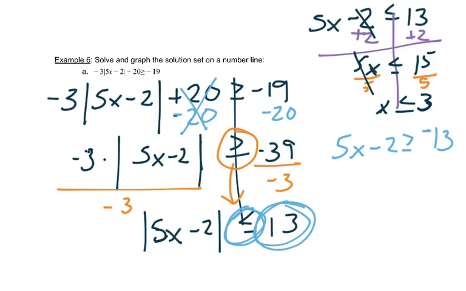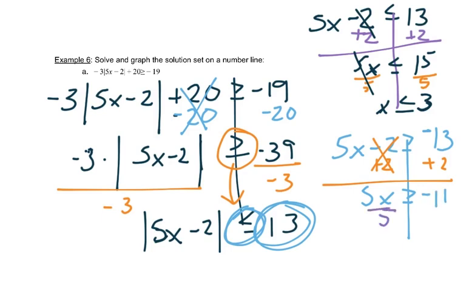Let's deal with this other problem down here. So we'll start by adding 2 to both sides. That gives us 5x is greater than or equal to negative 11. Divide both sides by 5. It's a positive 5. So we get x is greater than or equal to negative 11 fifths.